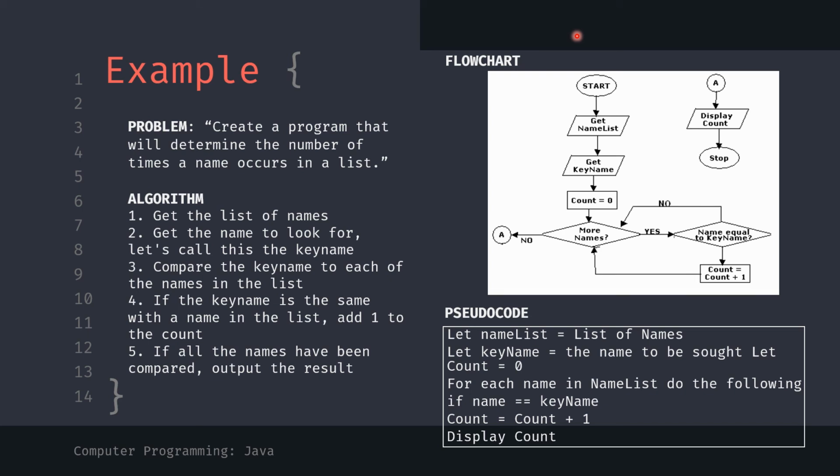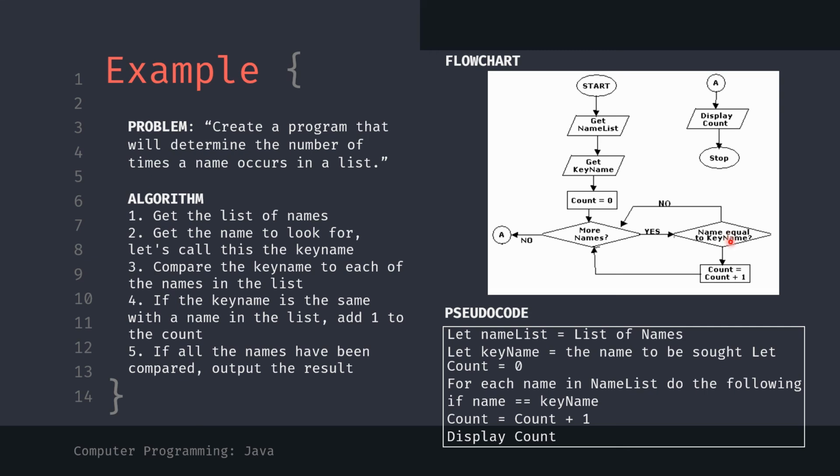Now for the flowchart, we will always begin with the terminal symbol to mark the start of the program. Next, draw an arrow down to get the input, which is to get the name list. After getting the name list, we will look for the variable called key name. Next is to create a process symbol that stores the value of a variable count. Next, we will create a condition using a decision symbol. If there are more names in the list and the answer is yes, compare if the name in the list is equal to the variable key name.